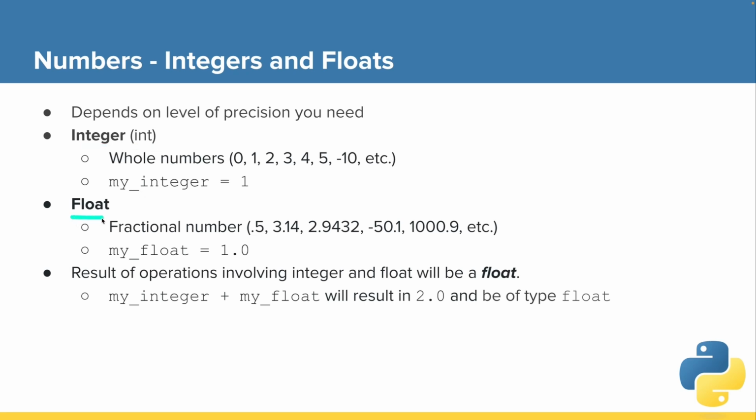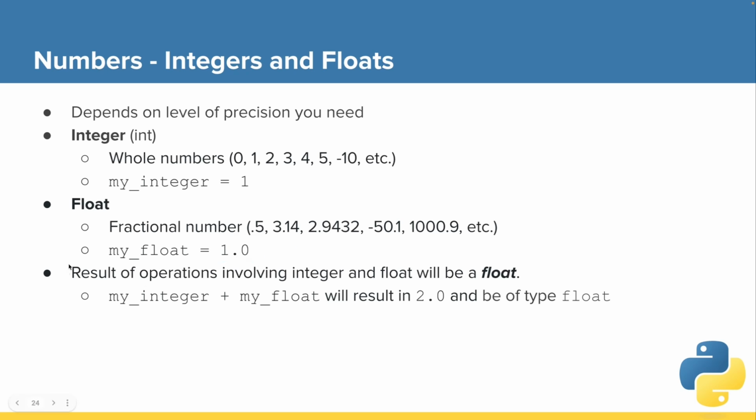A float, on the other hand, is any fractional number or rational number that has a decimal in it. That's one way that we can see that a number is going to be a float, if it has a decimal. So myFloat equals 1.0. It's the same value. 1 and 1.0 is the exact same value, right? However, Python views those as different types because this float has a decimal.